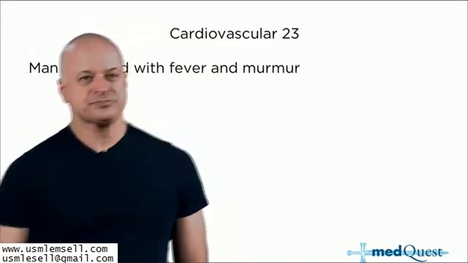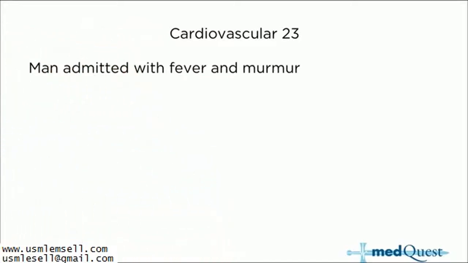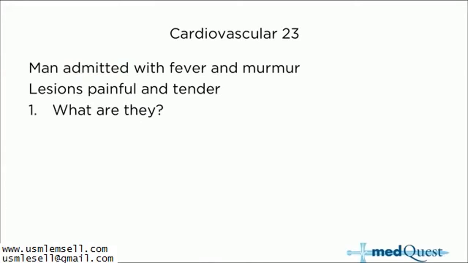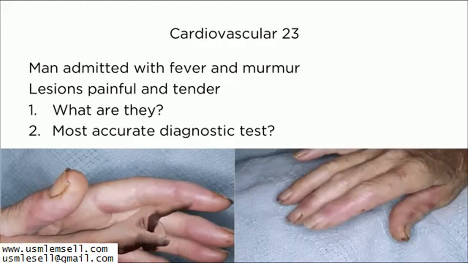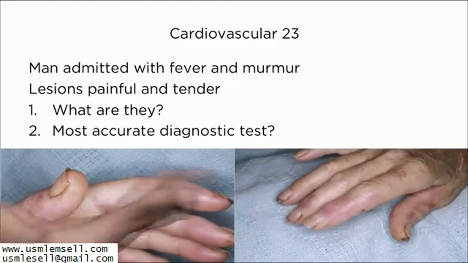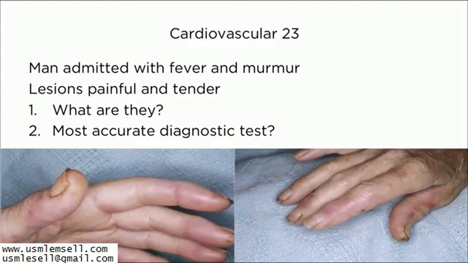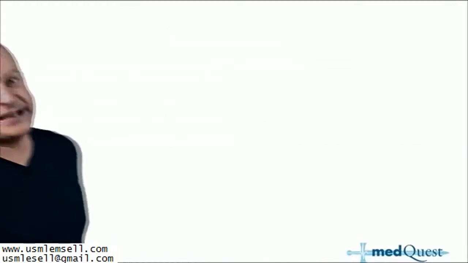Next one. It's a man with a fever and a murmur, and the lesions are painful and tender. What are they? What is the most accurate test? Red and painful and tender. Osler. Osler's nodes are painful and raised and tender, and they are embolic phenomena.